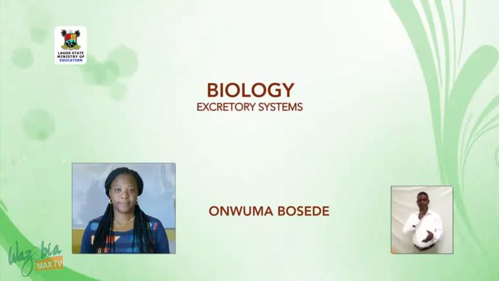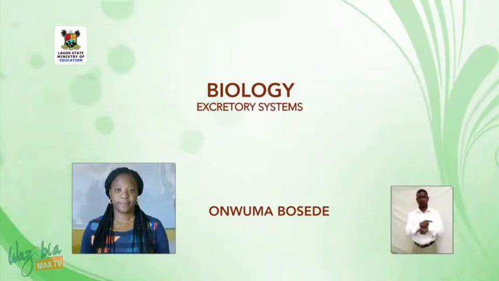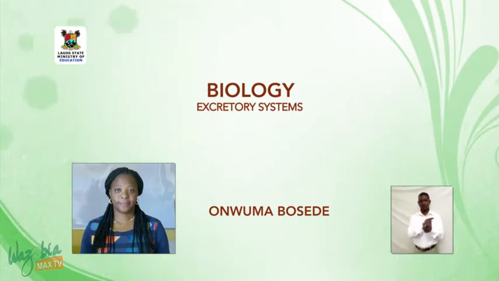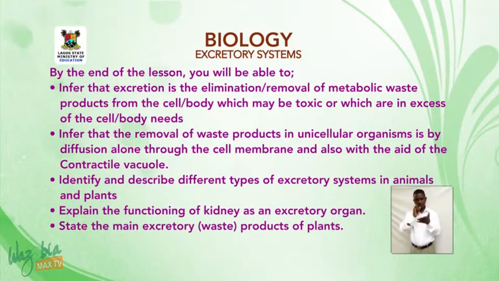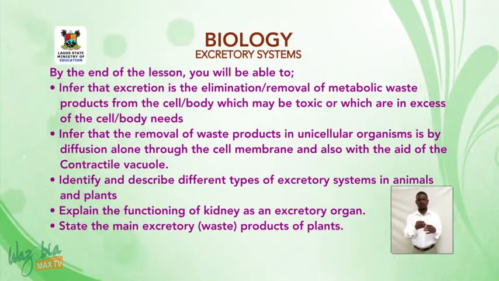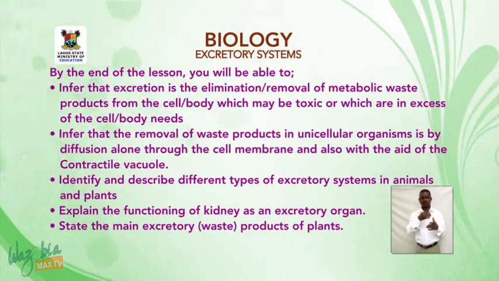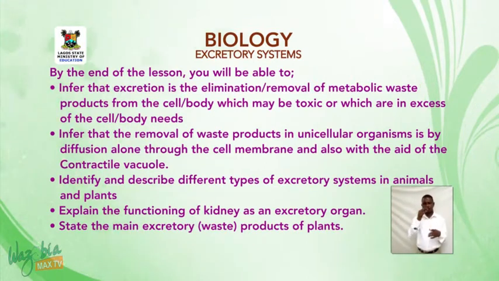Students, I'll be your biology teacher for today, and our topic for today's lesson is excretory systems. By the end of the lesson, you will be able to infer that excretion is the elimination or removal of metabolic waste products from the cell or body which may be toxic or which are in excess of the cell or body needs. Infer that the removal of waste products in unicellular organisms is by diffusion alone through the cell membrane and also with the aid of the contractile vacuole.